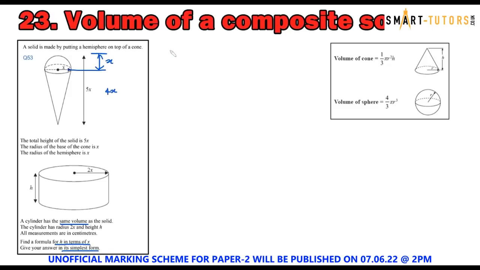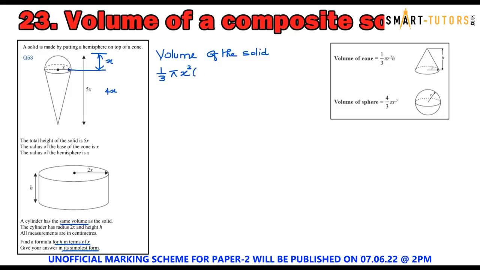So first of all, I'm going to be finding the volume of the solid. So volume of the solid means we need to find out the cone. So the cone's volume equation is given: 1/3 pi r squared h, where the radius is x, so x squared.